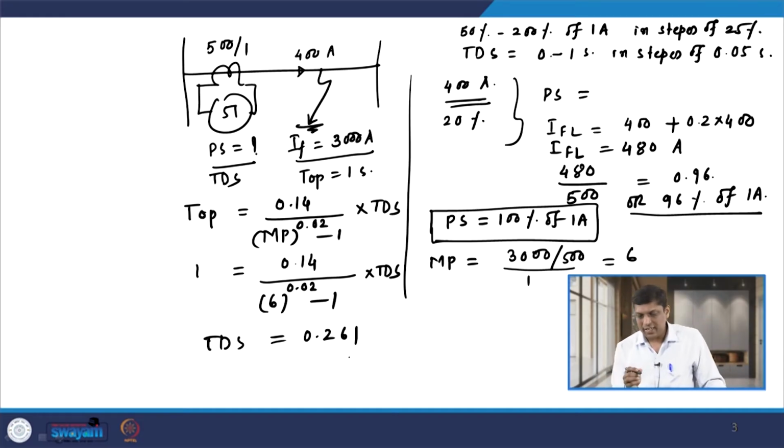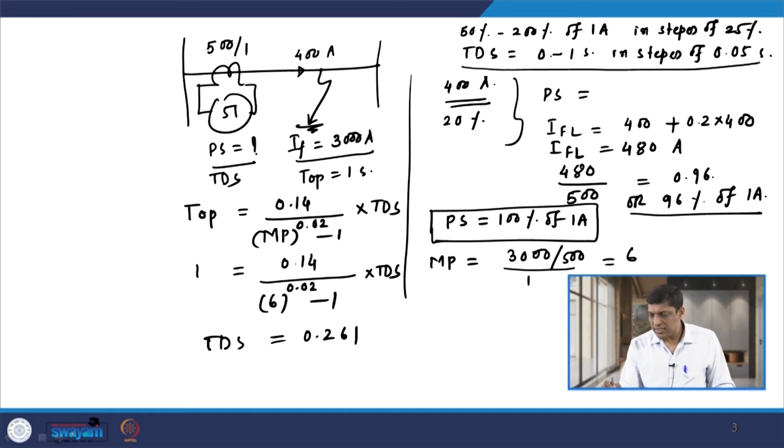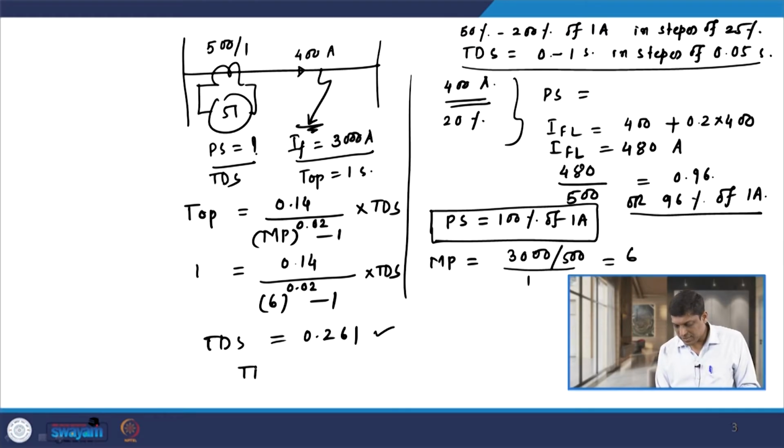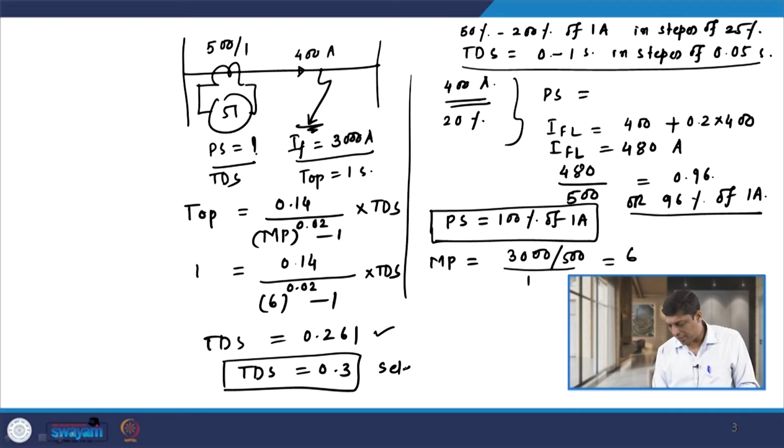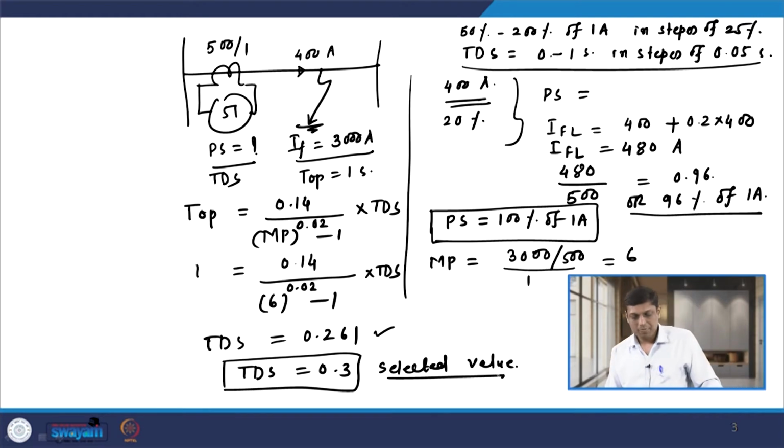Now, the setting range of this TDS is given as 0 to 1 second in steps of 0.05. So, beyond this 0.261, the next available setting is 0.3. So, we can select the TDS of the relay as 0.3, that is the selected value. So, that completes the first part.